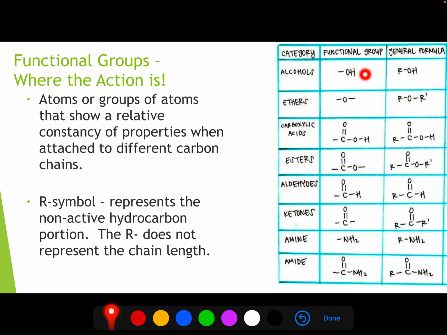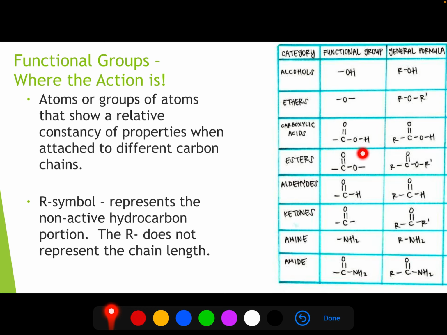Alcohols is one that you might be familiar with. Alcohols are an OH. Well, there's a whole bunch of other ones: ethers, carboxylic acids, esters, aldehydes, ketones, amines, amides, and when you go to college, there's probably another 10 on top of this.